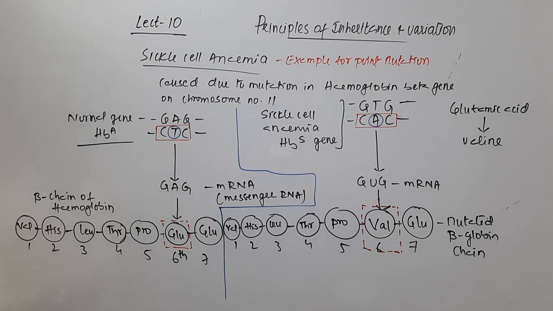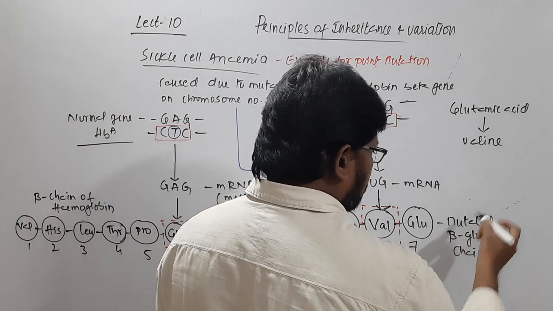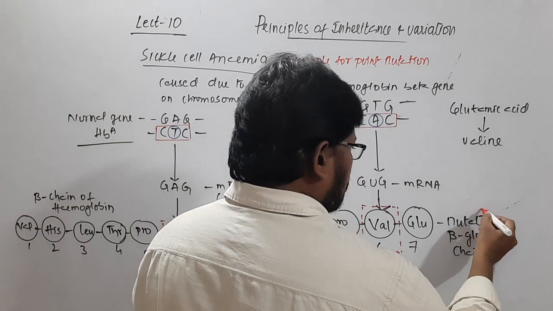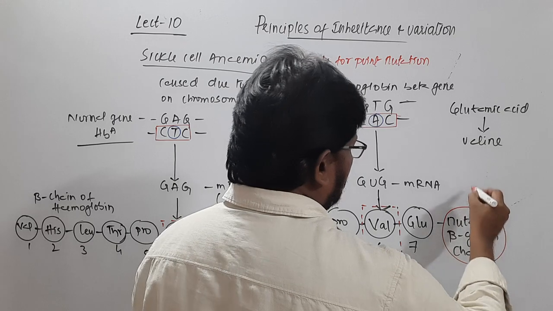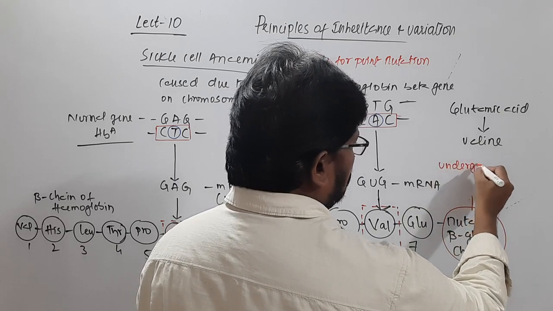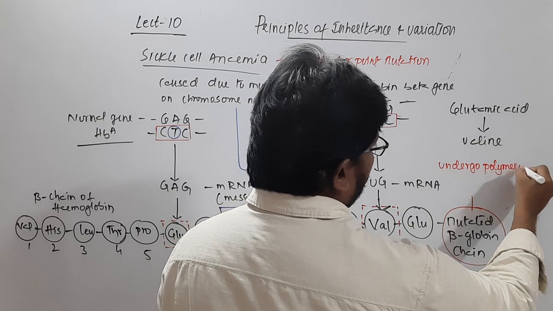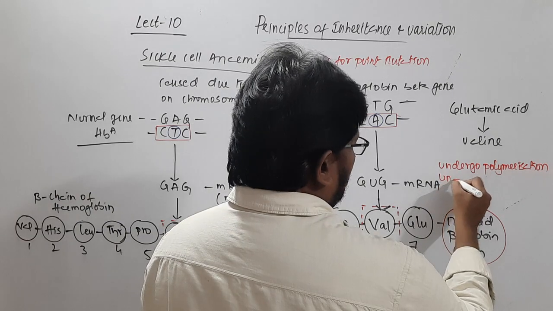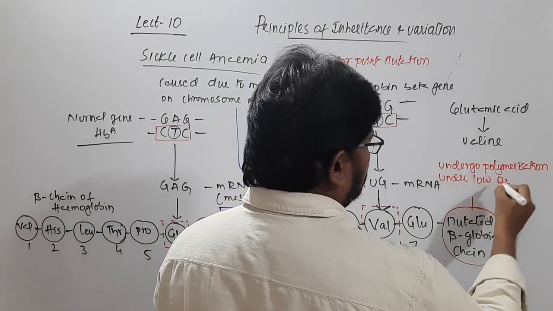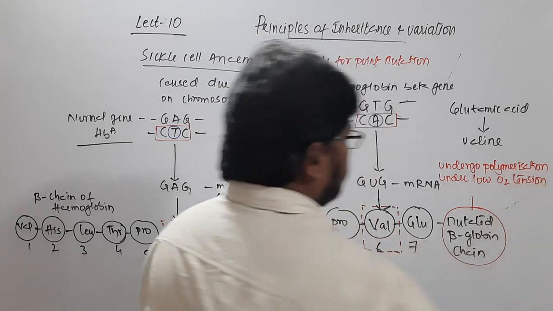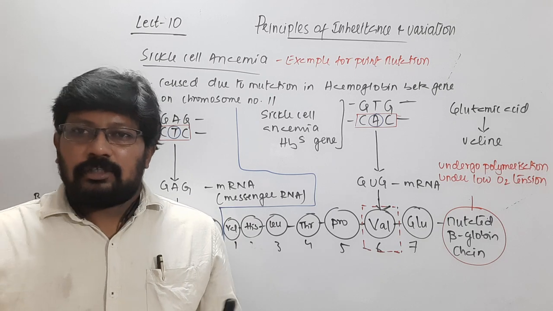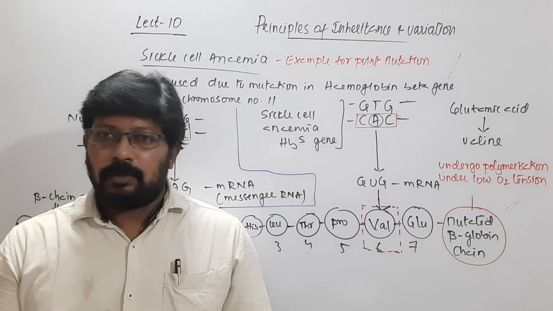In low oxygen conditions, the mutated beta globin chain will undergo polymerization under low oxygen tension. All the hemoglobin molecules join together. That's what we call polymerization.